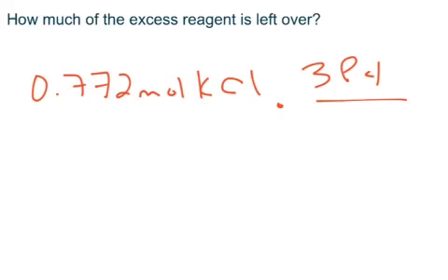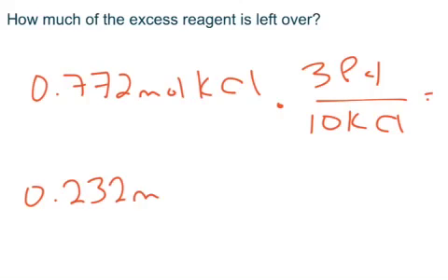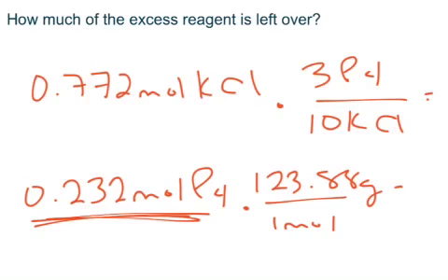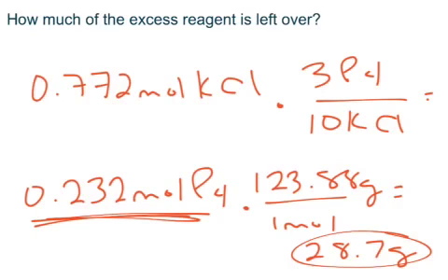So we use 3 moles of phosphorus for every 10 moles of KCl, which means that for this question we used 0.232 moles of P4. So this is how much P4 we actually required for the reaction. If we want to find out the mass of that, we're just going to multiply by the molar mass, which is this. And that means that we used 28.7 grams.